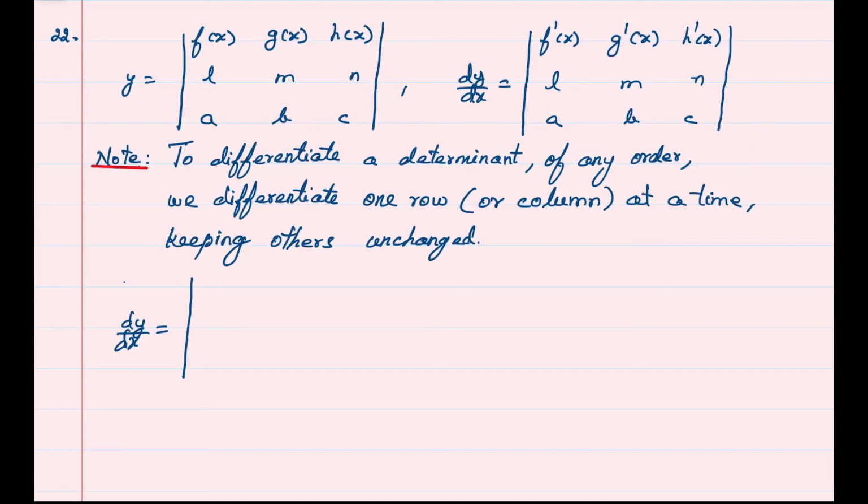Differential of f of x is f dashed of x into differential of x is 1. Differential of g of x is g dashed of x into differential of x is 1. And differential of h of x is h dashed of x into differential of x is 1. Keeping the other two rows same.